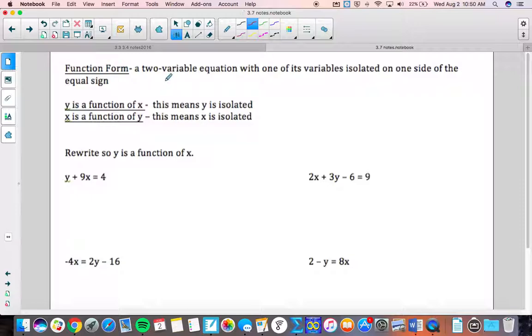So function form is a two-variable equation with one of its variables isolated on one side of the equal sign. Y is a function of x means that the y is isolated. And you've seen this a lot before: y equals mx plus b. Have you heard of that equation before? There, y is a function of x. Remember, y is means y equals. So the y is isolated. Whereas x is a function of y means that x is isolated. So it would be x equals yada, yada, yada.